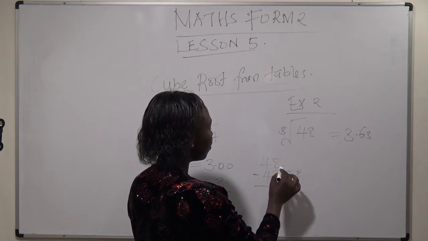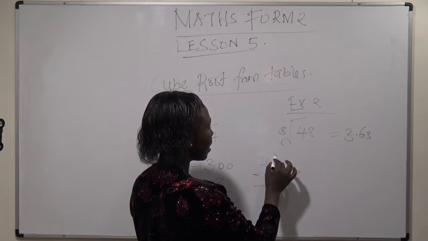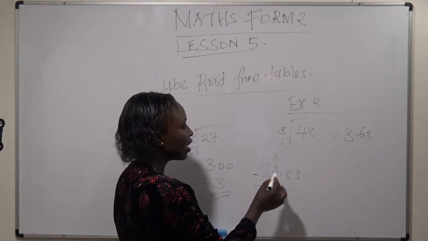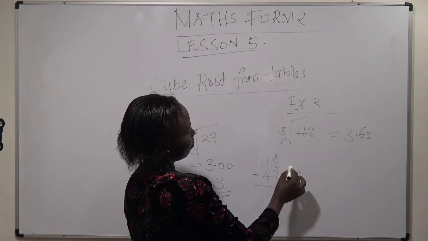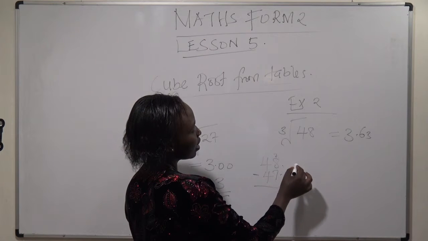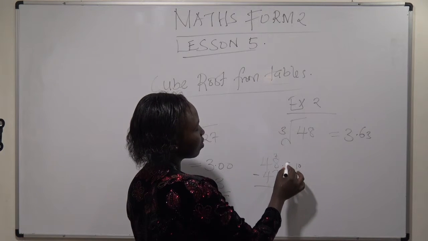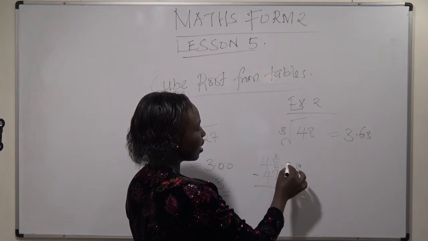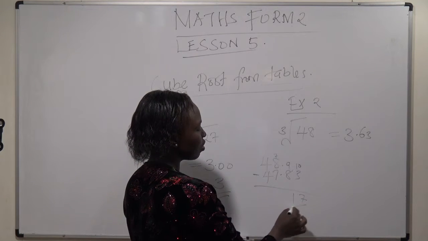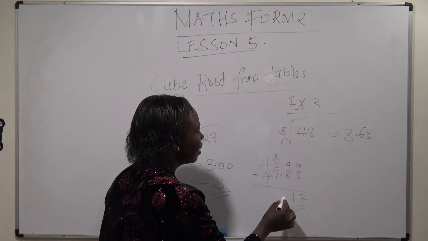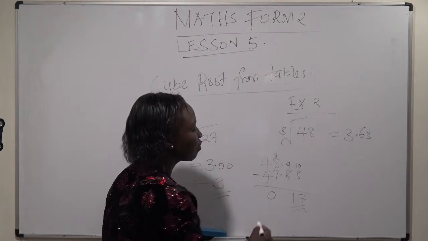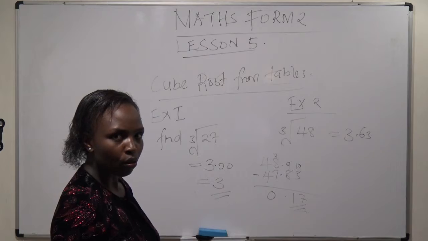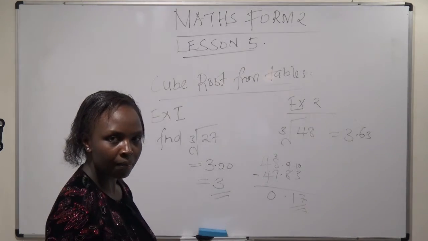So here you have to borrow one from the 7 in 47. So you borrow one so that you take the 0 there to be 10. Then this one means 9. So 10 minus 3 is 7. Then 9 minus 8 is 1. So there is this 0.17 that I have not catered for. So we take that as the number 17.